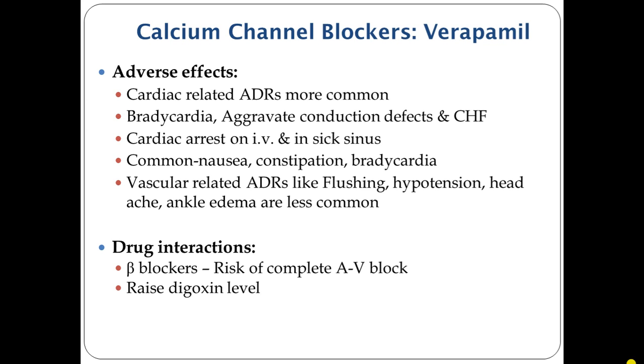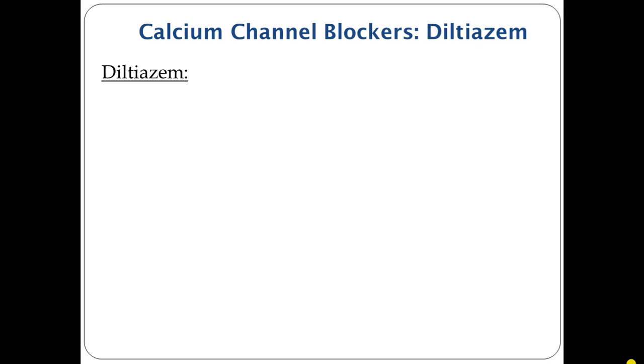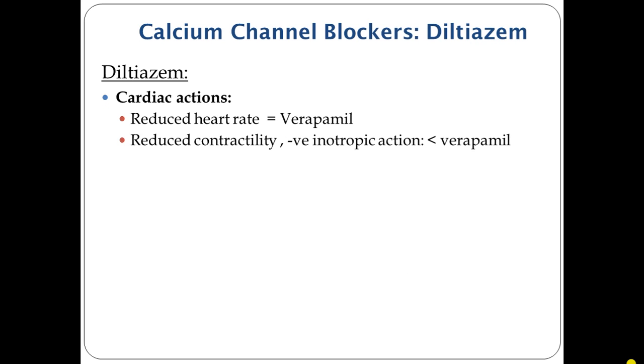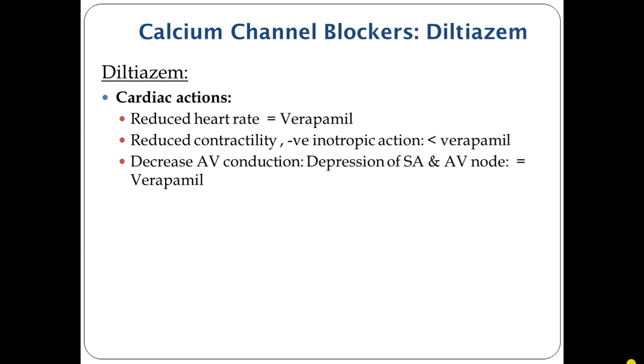Raised digoxin level is seen with verapamil. Other cardiac depressant drugs like quinidine and disopyramide will develop additional cardiac depression, which can be dangerous, and should not be prescribed simultaneously. Next category is diltiazem. Cardiac action: the decrease in heart rate is equivalent to verapamil. Reduced contractility and decreased inotropic action is less than that of verapamil. It decreases AV conduction and causes depression of the SA node and AV node. That action is almost equivalent to verapamil.